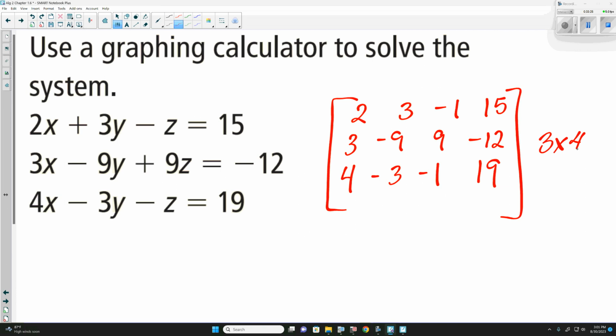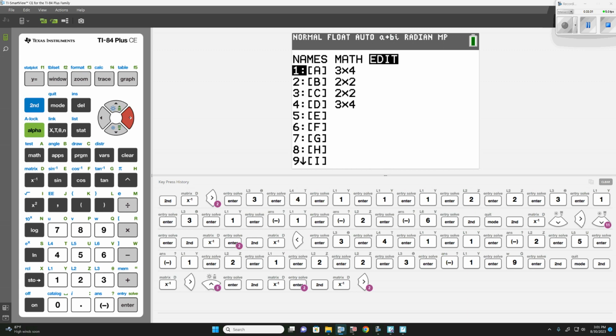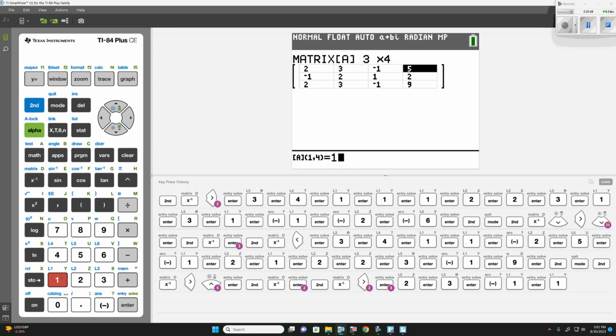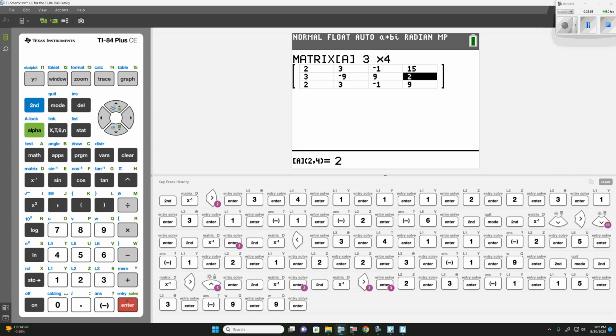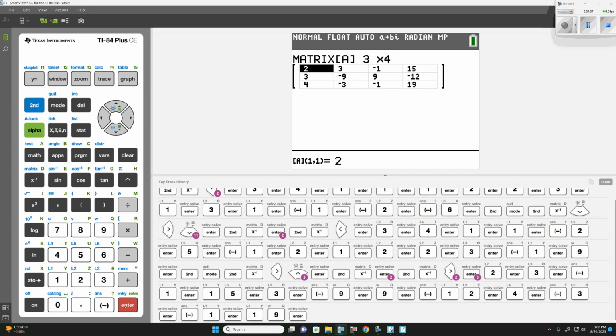Now the next thing we're going to do is grab the graphing calculator. We're going to go second matrix, over to edit, and we'll hit enter. Yep, 3 by 4, likely it's already there. We can say enter, enter. And now we're going to enter the first row. So we'll have 2, 3, negative 1, 15. 3, negative 9, 9, negative 12. 4, negative 3, negative 1, 19.